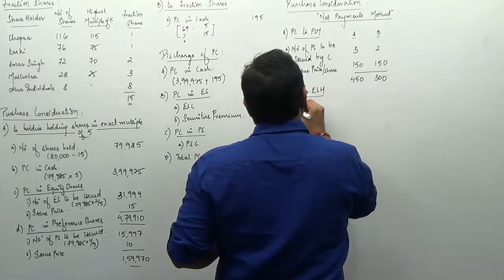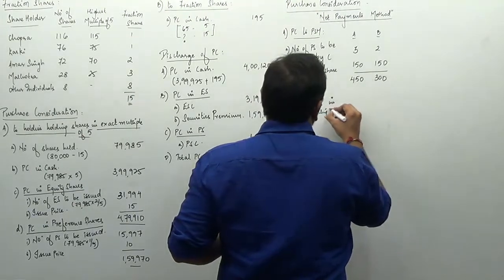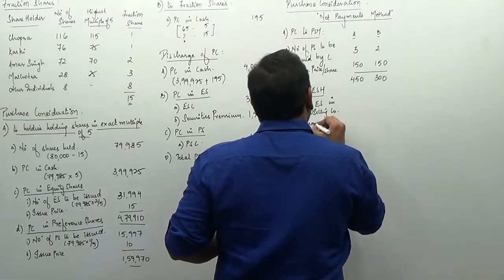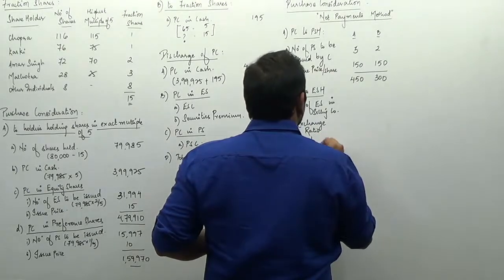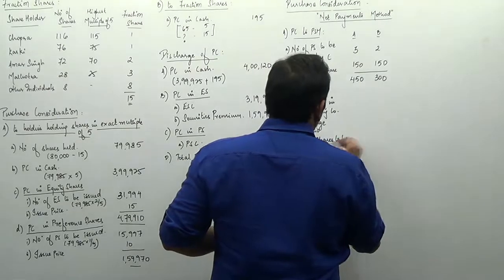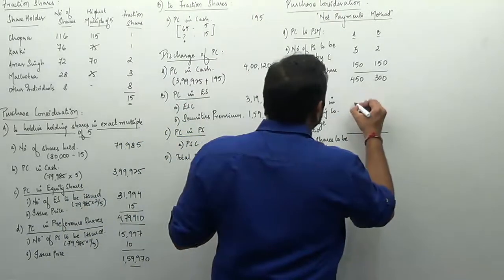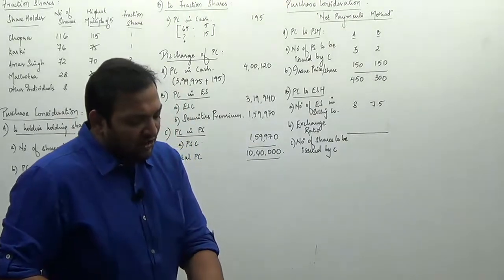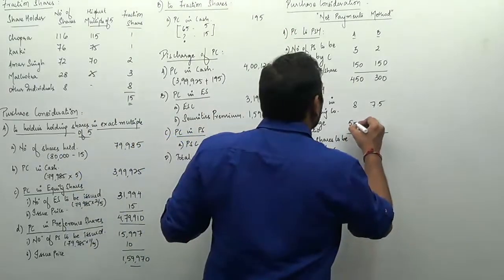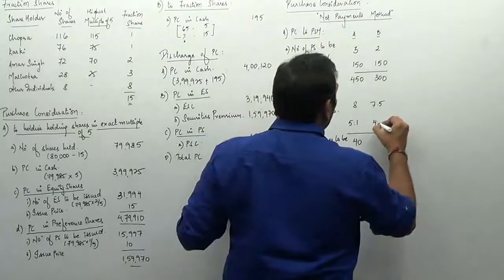PC to equity shareholders. Number of equity shares in selling company multiplied with their exchange ratio, we identify number of shares to be issued. Number of equity shares in A and B is 8 and 7.5. Exchange ratios. Point number C. C Limited will issue 5 equity shares for each equity share of A. 5:1, 40. Next. 4 equity shares for each equity share of B. 4:1, 30.